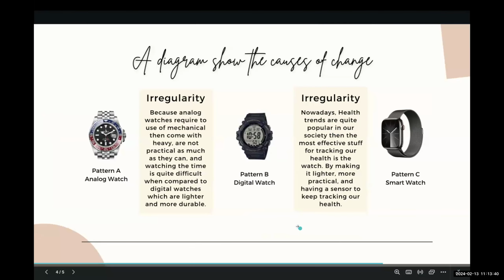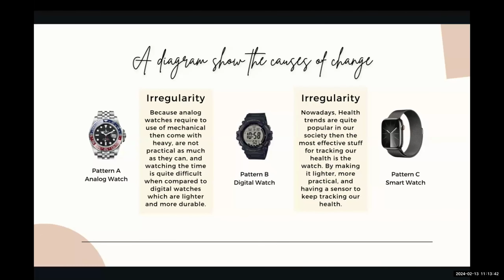This is a diagram to show the change. The irregularity from pattern A to pattern B is because the analog watch was required to use a mechanism. Then they came with heavy weight and were not so practical, and the way of seeing the time on your wrist with the analog watch was quite difficult when compared to the digital watch.